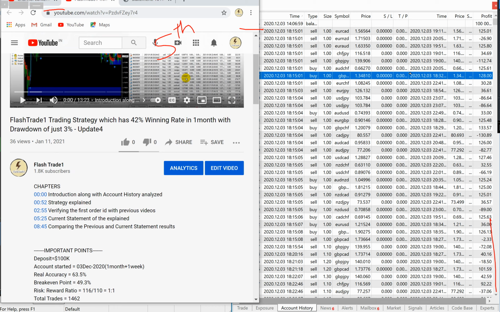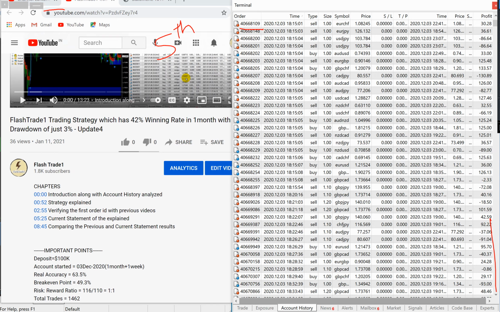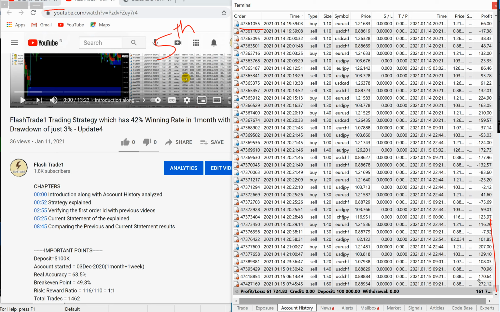The last update was made on January 11, 2021. Today the date is 15th of January 2021. So after 4 days, I'm updating this account again. Here you can see that the trading lot size is 1. Slowly and gradually we have reached a trading lot size of 1.6. So here we are trading very patiently with compounding lot size.